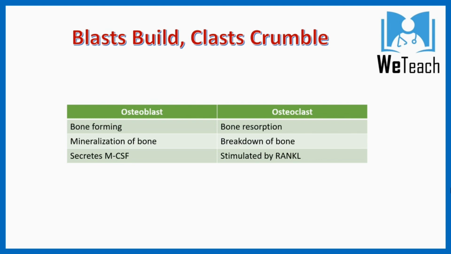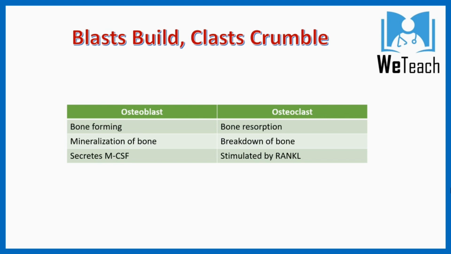So how would you differentiate between the osteoblast and the osteoclast? First of all, as we mentioned, osteoblast is bone forming, while osteoclast breaks down the bone. Second of all, osteoblast is involved in the mineralization of the bone, while osteoclast is involved in the breakdown of the bone. Osteoblast secretes the macrophage colony stimulating factor. On the other hand, the osteoclast is stimulated by RANK ligand, and RANK stands for receptor activator of NF-kappa B. This is very important to remember. So whenever you see RANK ligand, remember that osteoclast is stimulated by this ligand, okay?